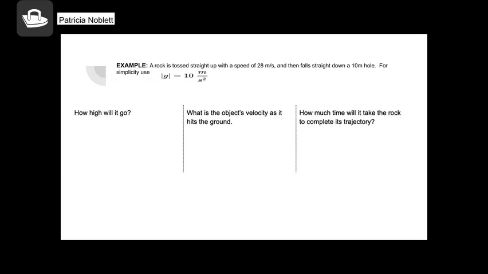All right, so this problem, I'm going to get you started with listing out the givens and the unknowns for each one of them, but I do want you to give it a try on your own and then come back later and look for the solution, which I will post or we will discuss in class a little bit later, but definitely give it a try as you start. So a rock is tossed straight up and then it falls down a 10-meter hole.